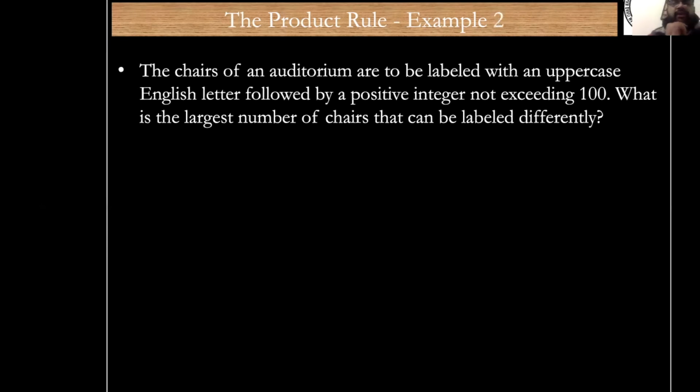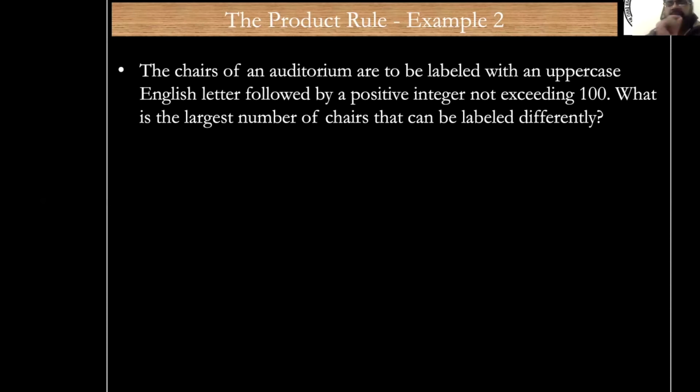The chairs of an auditorium are to be labeled with an uppercase English letter followed by a positive integer not exceeding 100. So let's take an auditorium, and the chairs are to be labeled with an uppercase English letter, and that letter is followed by a positive integer which does not exceed 100. So it's a positive integer that starts from 1 and goes up to 100 but does not exceed it. So what is the largest number of chairs that can be labeled differently?